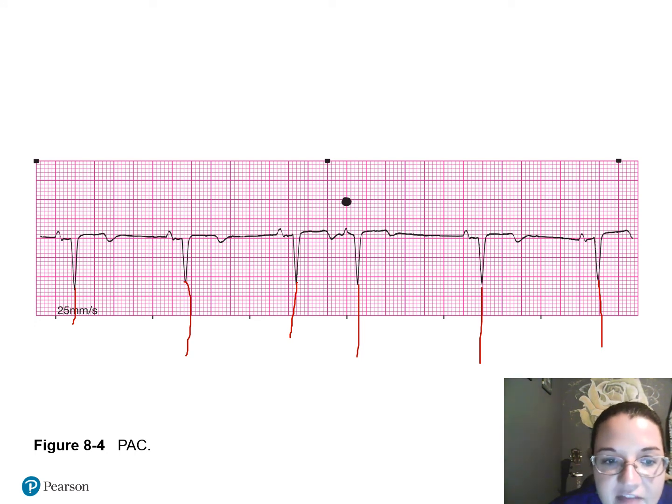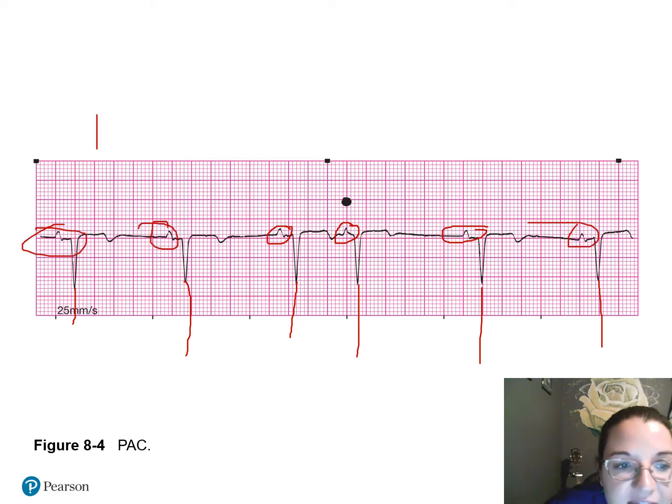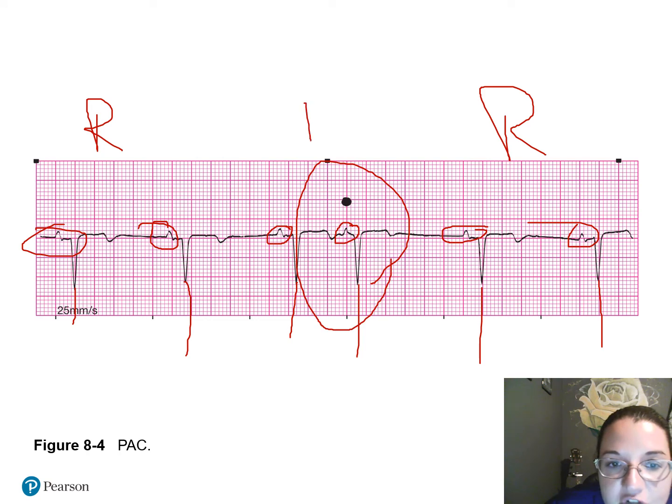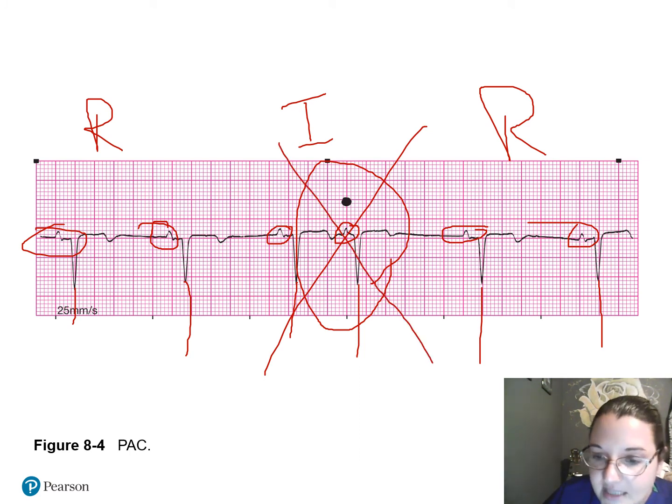My next question is, do I have P waves? Yes, I do have P waves, but are they matching? No. If you notice, this P wave does not match this P wave, but all of these P waves match. When you figure out your regularity, you'll find that it is regular here and regular here, but here we have an interruption, and that is the P wave that is not matching. If you remember from chapter 5, if we have an interrupted rhythm, we are to ignore that beat.